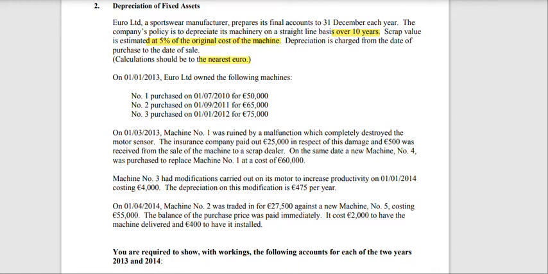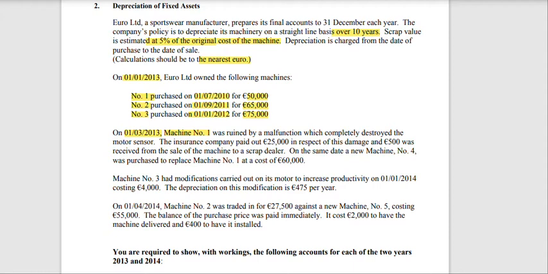So when I'm doing this on Excel, it might give me 2 decimal points. I'm going to round that up. Same on your calculator. So on the 1st of the 1st 2013, Euro Limited owned the following machines: number 1, number 2 and number 3. Number 1 was purchased in 2010, number 2 in 2011 and number 3 in 2012, and this was the cost price of each one.